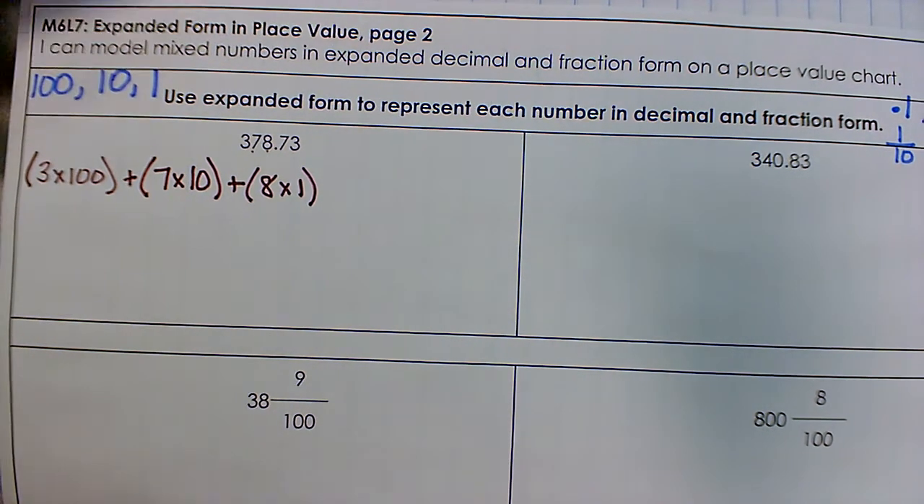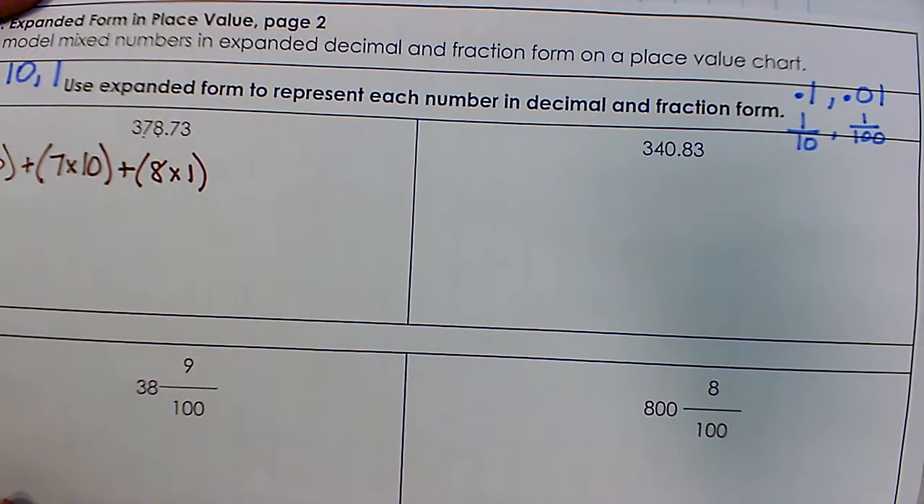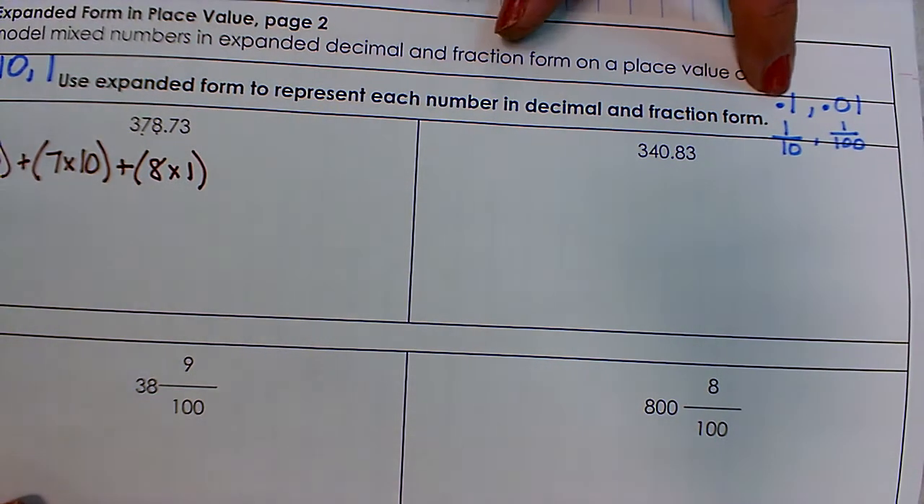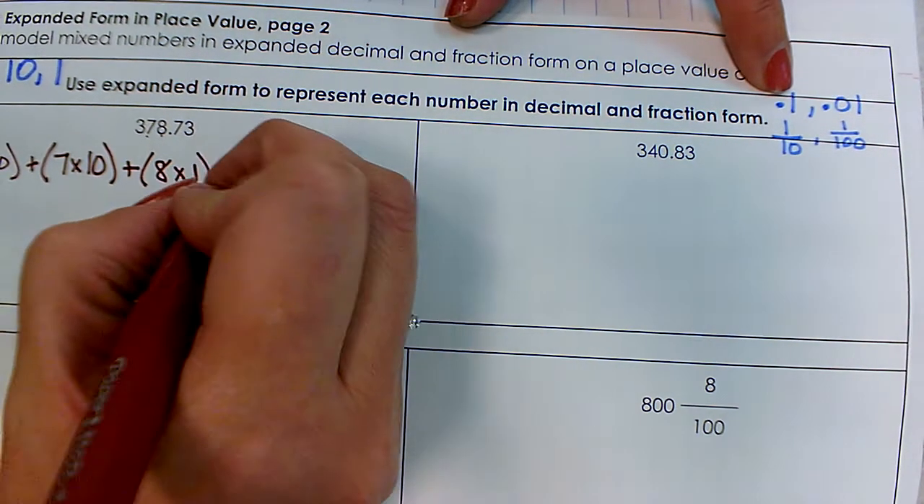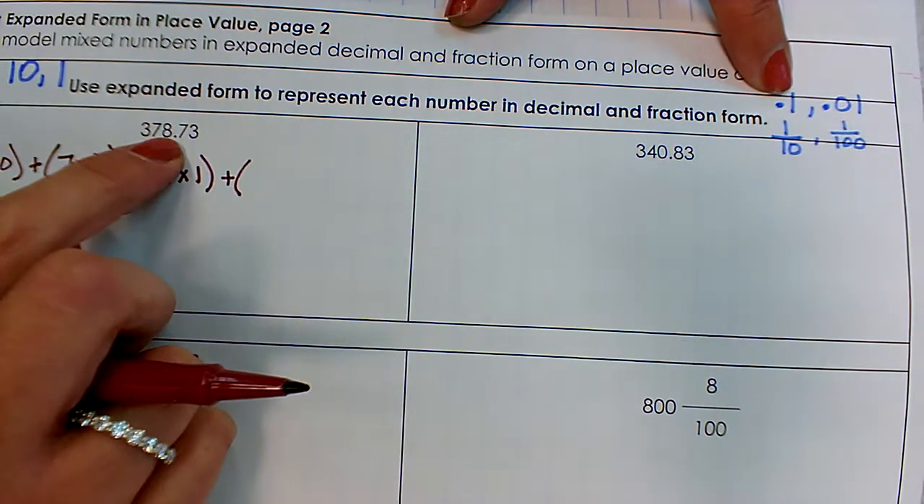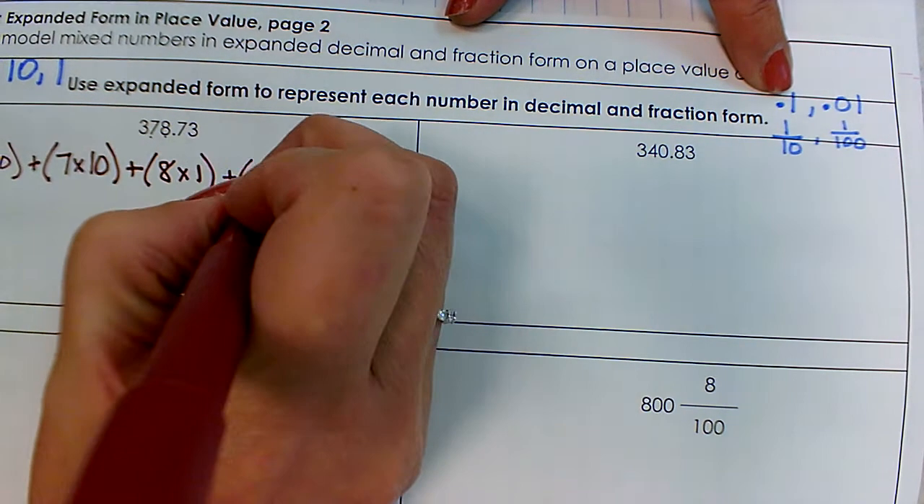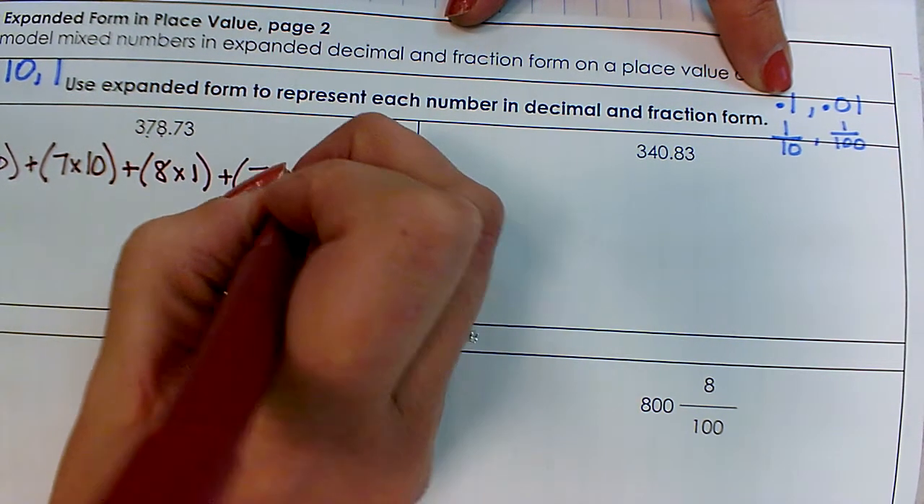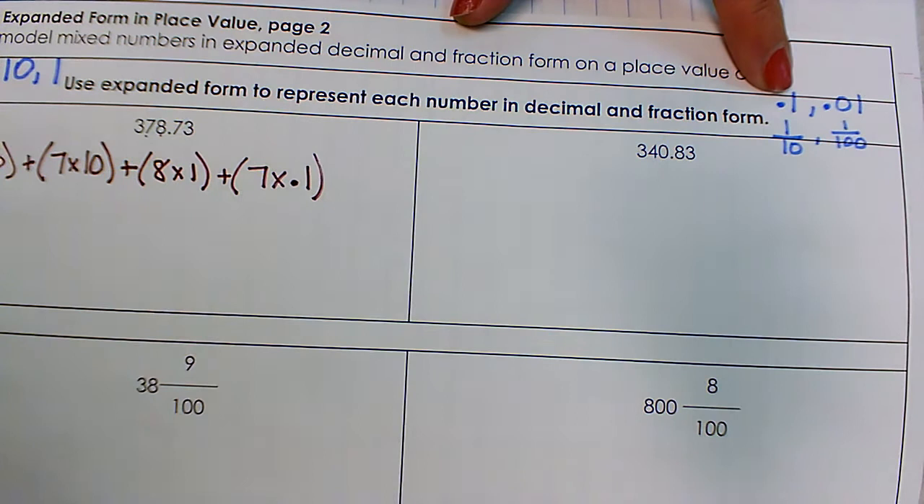So I finished with the numbers in front of the decimal, but I'm still not done. I'm going to remind us over here. Next comes my tenths place. So I'm going to add and start a new group. The digit in my tenths place is that 7, so it'll be 7 times 1/10. End that parenthesis.